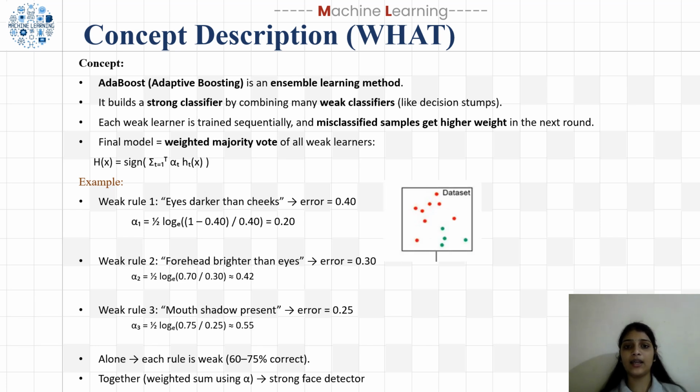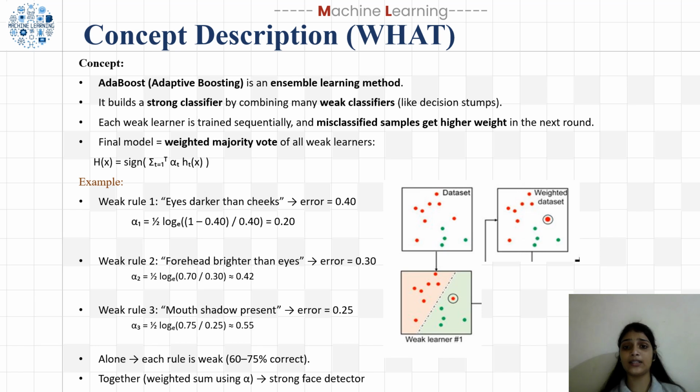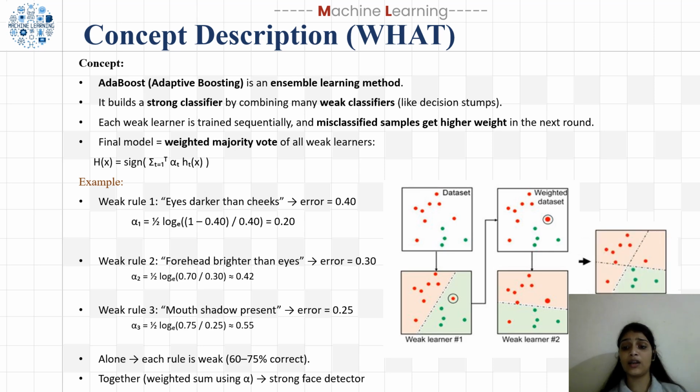Now let's see a diagram to understand better. Imagine you are building a system to sort objects. Weak learner 1 makes a mistake and the misclassified red dot is circled. That point is given more weight and appears larger in the weighted dataset. Next, weak learner 2 is trained on this weighted data and focuses on the previous mistake. Finally, all weak learners are combined using a weighted majority vote, that is the strong learner.